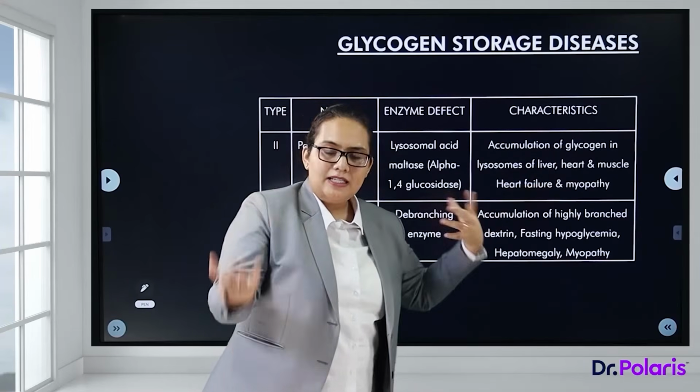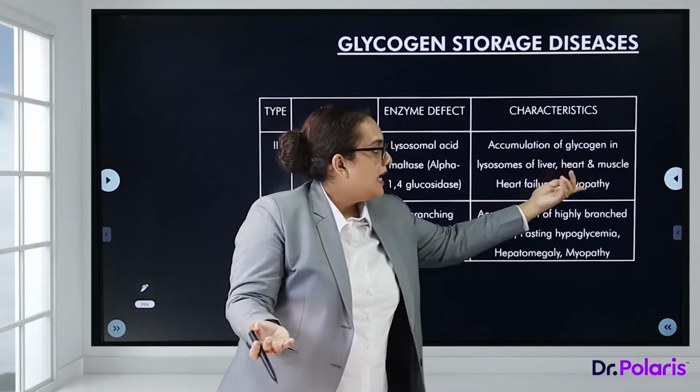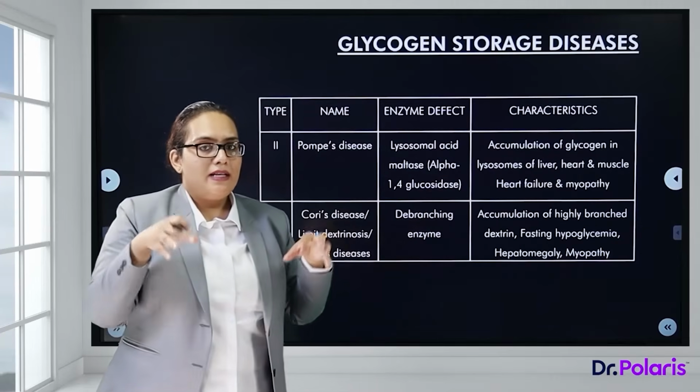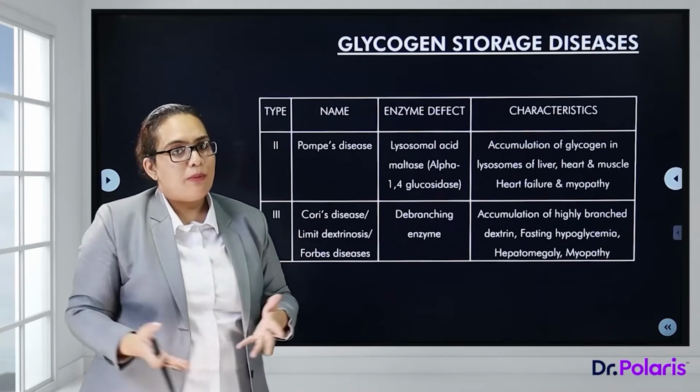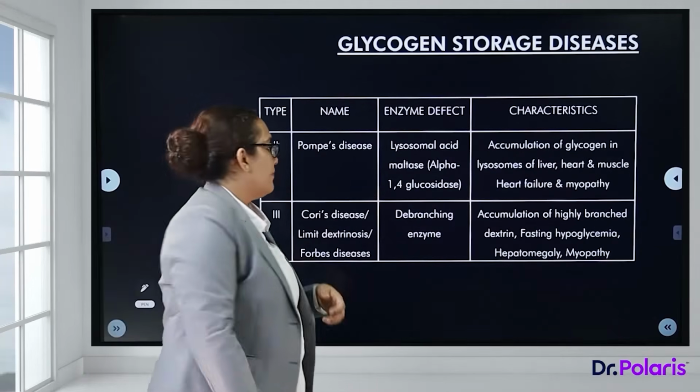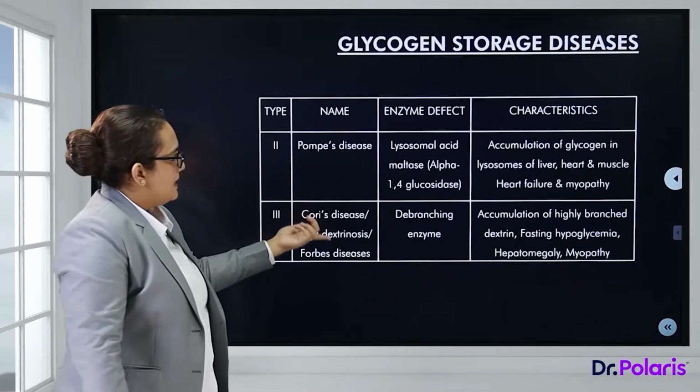Within the heart, it will lead to heart failure. And if there's accumulation within the lysosomes present in the muscle, it will lead to myopathy or muscle weakness. The next one is Cori's disease.